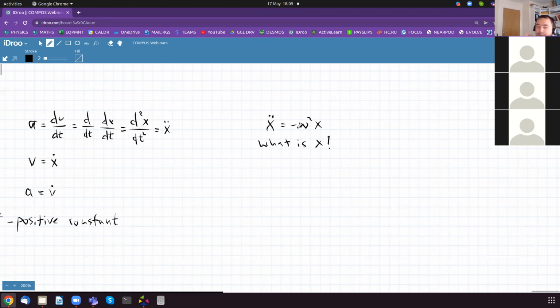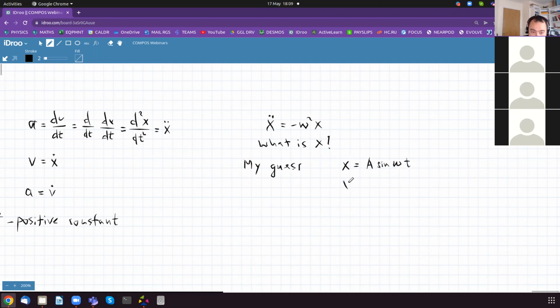Yeah, sine. So we know that the second derivative of sine is minus sine. Yes, so the derivative of sine is cosine, and the derivative of cosine is minus sine. So sine is a very good candidate. My guess, well, it's an educated guess, of course, because I've done this many times, is that x is a constant multiplied by sine omega t. Omega is a constant, so that makes sense.